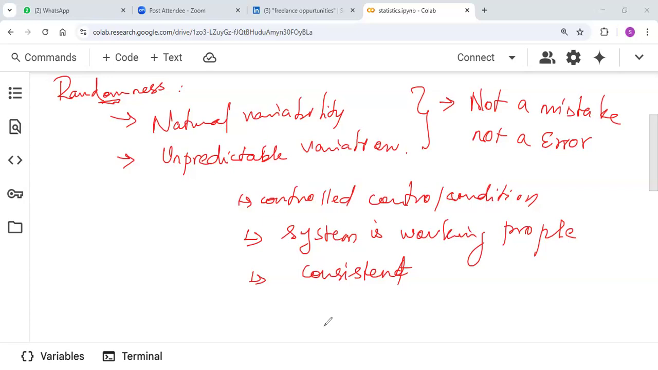All right, can you take this again? Like, can you take this randomness again? Okay. So randomness, let me tell you.